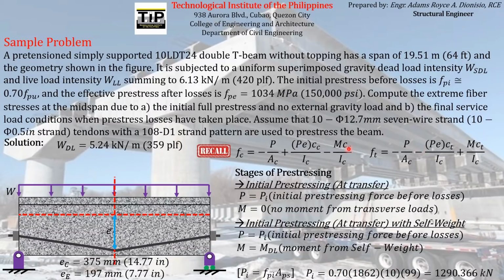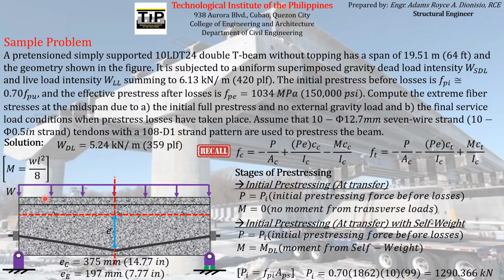So the only thing left to compute is MDL, which is the moment due to the dead load or the self-weight itself. And we know for a fact that the moment acting at midspan of a simply supported beam is just equal to WL squared over 8, wherein W is the uniformly distributed load and L is the total length of the simply supported beam, which is equal to 19.51 meters.